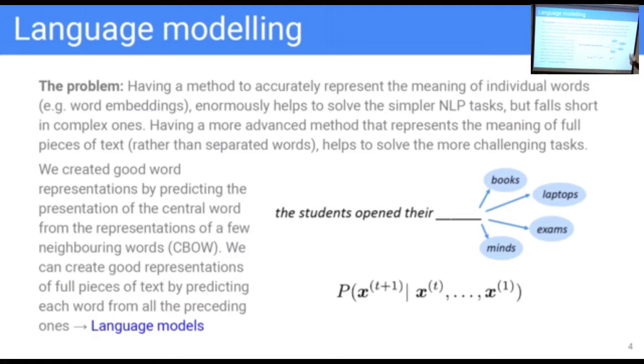If you like statistics, then you will describe it in this way. What the language model is trying to reproduce or approximate is the probabilities of all the possible next words. So what is the probability of this being a book? What's the probability of this being a laptop, an exam, whatever? Depending on all the words that we had before.